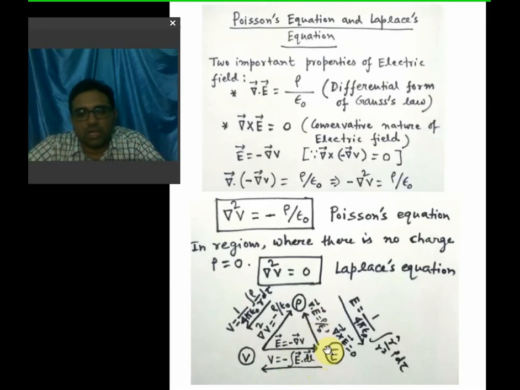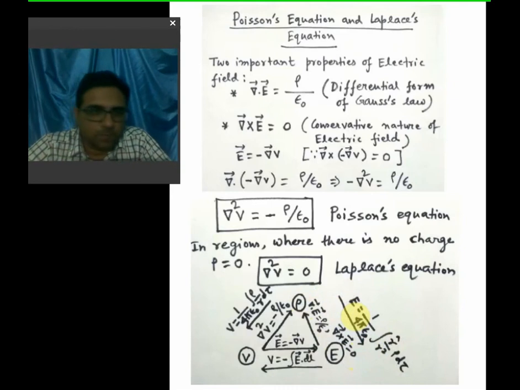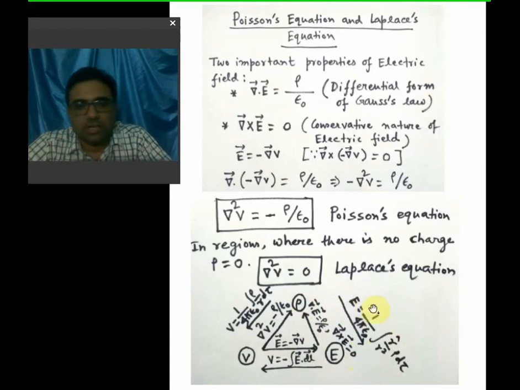Now if we know the electric field, then to find out the charge distribution, we have to use this differential form of Gauss's law, and also we have to verify whether the conservativeness of the electric field is satisfied or not. If we know the charge distribution, then we can find out the electric field like this. But here one thing we have to remember: this charge distribution has to be very much symmetric, otherwise it is difficult to solve this integration.